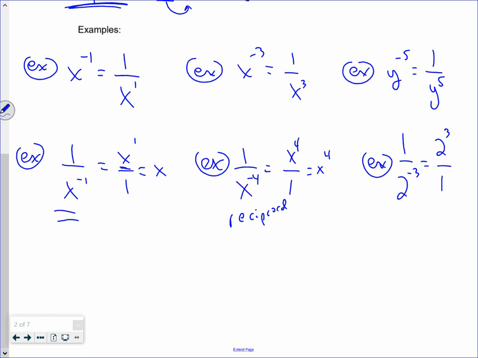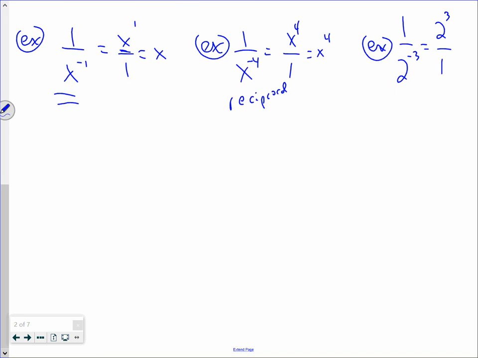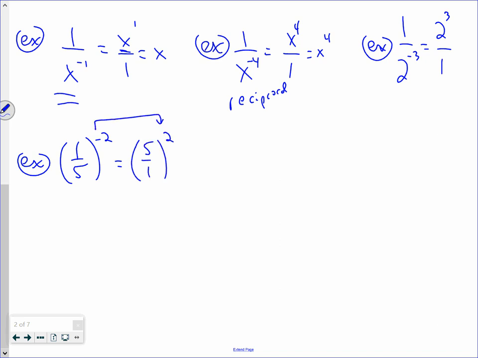And we'll just do a couple more with numbers. The numbers seem to throw us off a little more than the variables do. If you have the fraction 1/5 to the negative 2, and that negative 2 is on the outside, then you can flip the entire fraction first, change to 5 over 1, and make sure you change it from a negative exponent to a positive exponent, and then we can just square everything inside the parentheses and get the answer of 25.